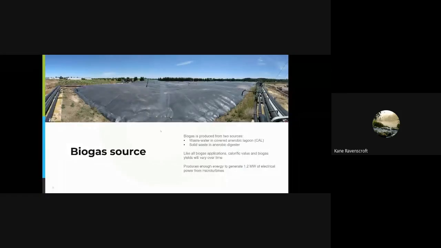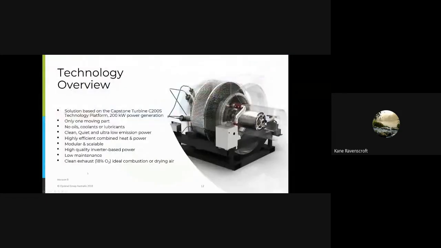Their biogas source is from 2 sources. They've got a covered anaerobic lagoon, which is producing biogas and has been for a long time. And they also have under construction a digester using their solid waste, which goes out currently to farms. They're going to recover that in an anaerobic digester. Like all those applications, the gas is not completely stable. There's variation in calorific value and the amount of gas. But we have enough gas to generate 1.2 megawatts of power from microturbines 24/7. So that's the design parameter that's gone into this site.